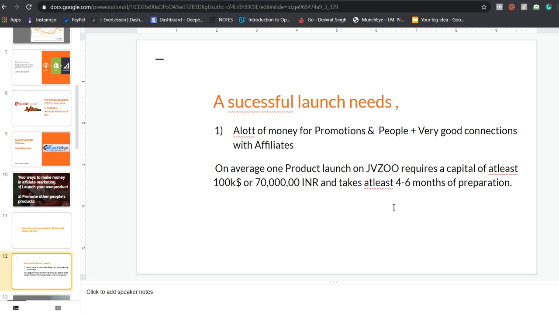And also the connections. If you don't have connections, then no one will promote your product. If no affiliate knows you, no one will promote your product. It's all about how many connections you have. We may even have videos on this, and we will also check it out in our future videos. So this is the main fundamental thing why it's pretty hard.